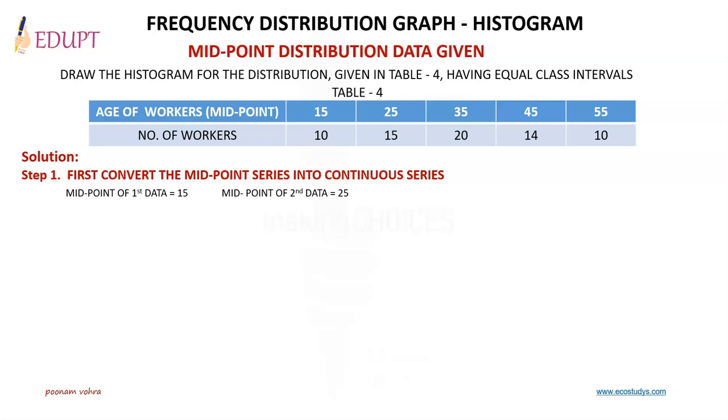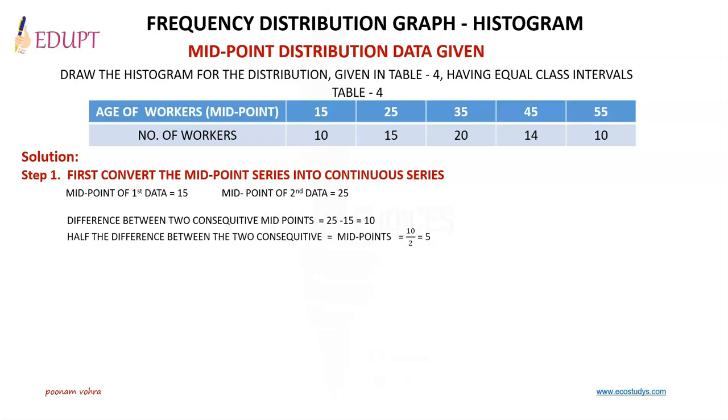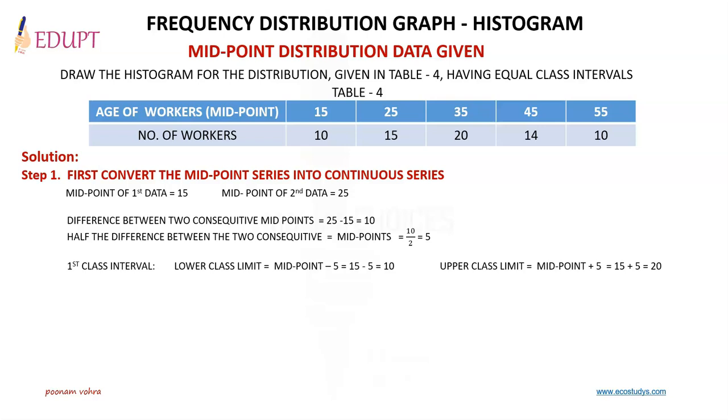Midpoint of first data is 15. Midpoint of second data is 25. Difference between two midpoints is 10. Half the difference between two consecutive midpoints is 10 by 2, that is 5. So first class interval, lower class limit, midpoint minus 5, that is 15 minus 5, it is 10. And upper class limit is midpoint plus 5, that is 15 plus 5, 20. So first class interval is 10 to 20.